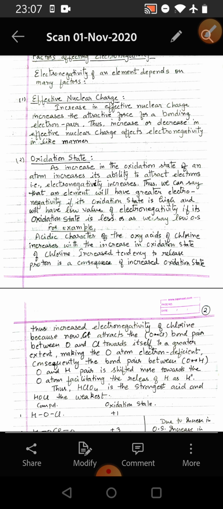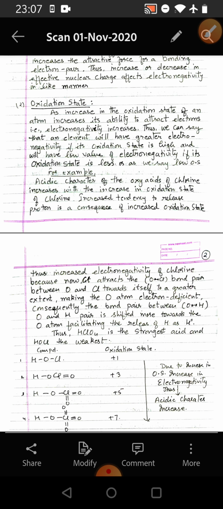First, effective nuclear charge. Increase in effective nuclear charge increases the attractive force for a bonding electron pair. Thus, increase or decrease in effective nuclear charge affects electronegativity in like manner. That is, effective nuclear charge increases, so electronegativity increases; effective nuclear charge decreases, so electronegativity decreases.